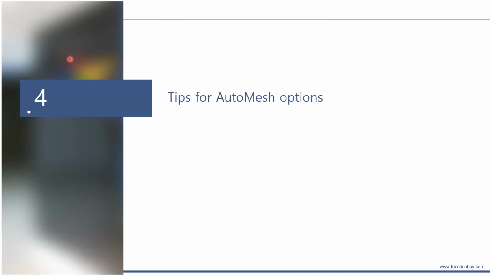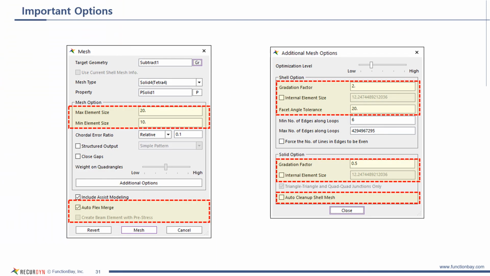Up to this point, I have introduced the basic options and the additional options. Before I finish this seminar, I'd like to introduce some tips for using AutoMesh options effectively. I have introduced various AutoMesh options, but among them, I listed the options that may be particularly useful. Understanding these options in particular first can help you to create better meshes.